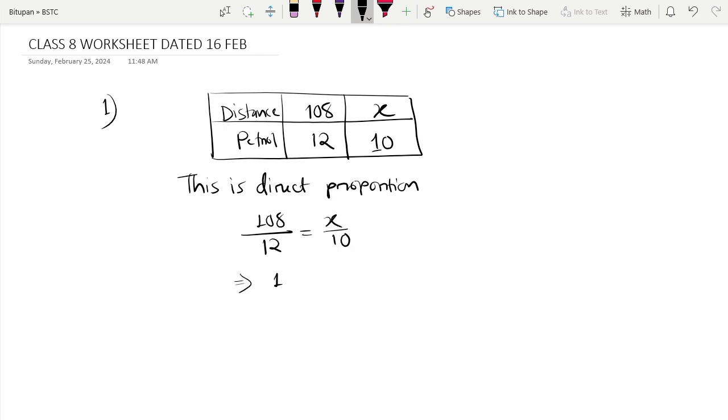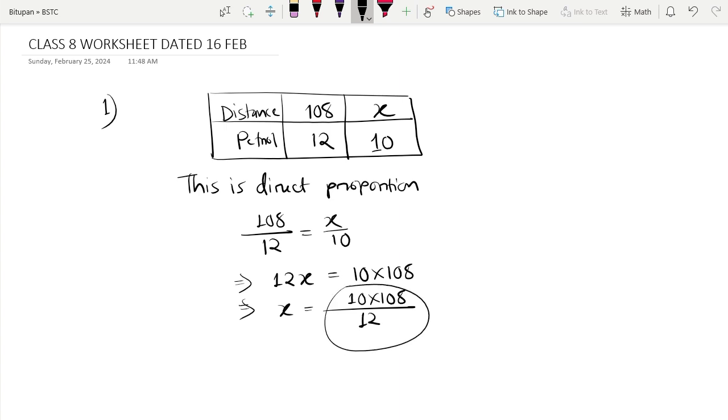Now we'll do cross multiplication. 12 into x is 12x, equals 10 into 108. Now if x is kept on one side, then 12 will come to the other side and become the denominator. Now if you can cancel these numbers by a smaller number, it's up to you. I'm going to divide by 12 directly because I know the table of 12. 12 1s are 12, 12 9s are 108. So the value of x will be 9 into 10, which is 90. So the car will travel 90 kilometer.